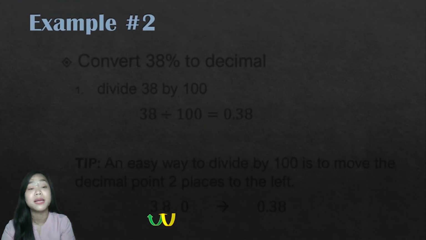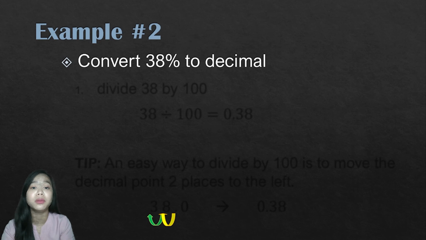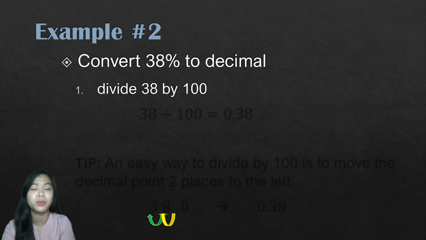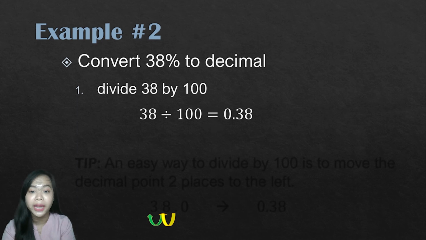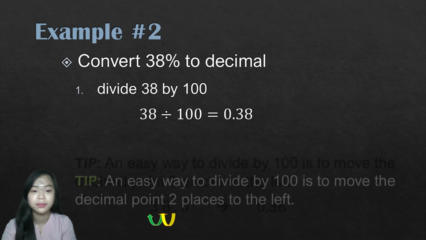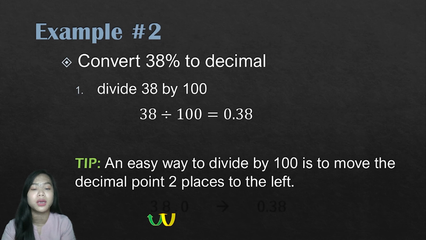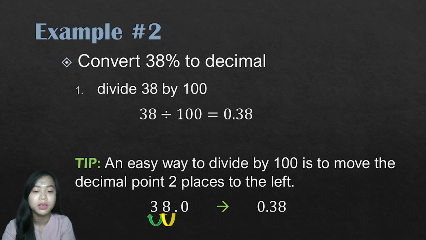Next example, we have to convert 38% to decimal. So divide 38 by 100. We'll have 38 divided by 100, that is equal to 0.38. So this is the equivalent of 38% in decimal. Again, the tip is, an easy way to divide by 100 is to move the decimal point 2 places to the left. So we move it from here, then here and then here. So we'll have 0.38.